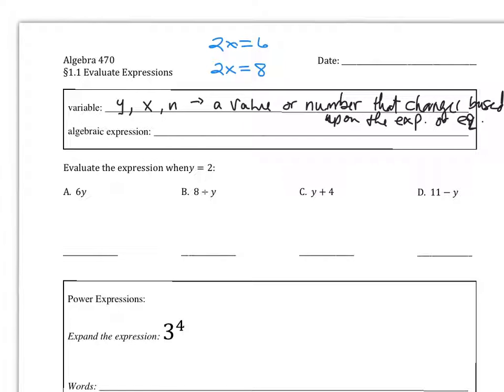All right. So what would be an algebraic expression? An example of an algebraic expression is right below. See how it says evaluate the expression when y equals 2 for 6y, 8 divided by y, and so forth. Okay? So, what would be an algebraic expression? What's wrong, Victor? What's wrong? No, if you got a question, ask me.